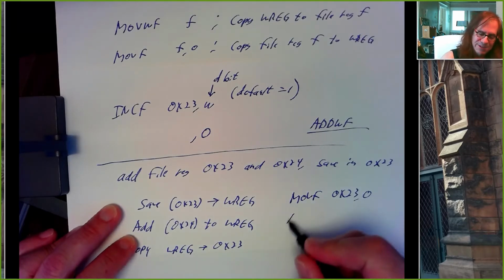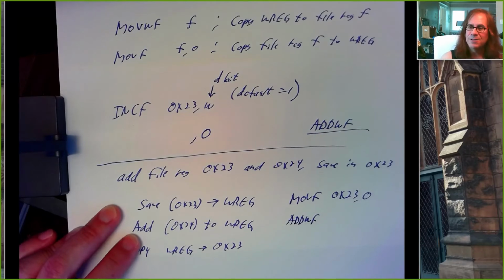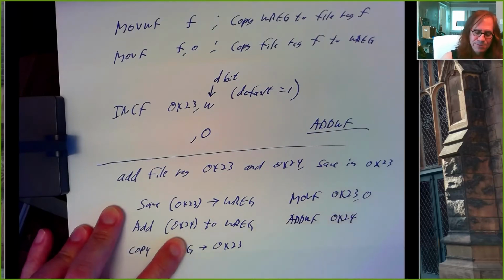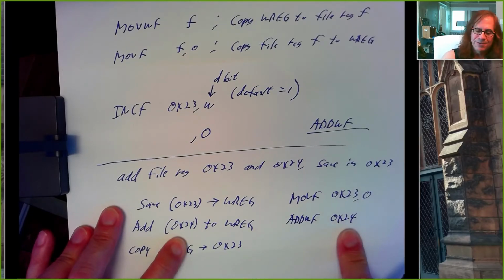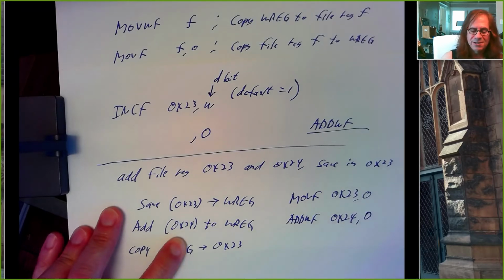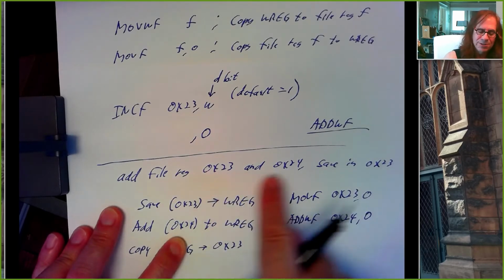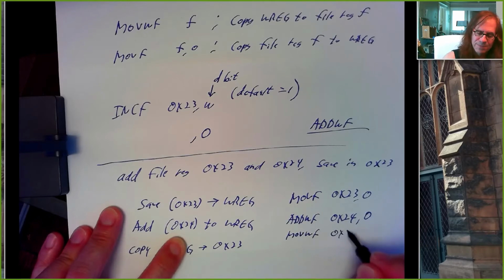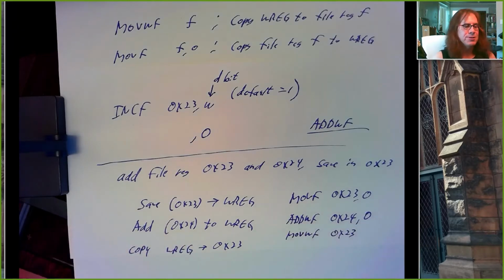And then I'm going to say add the W register to a file register. I'm going to specify the file register I want to add to. And I don't want to change the contents of register 24, so I'm going to put the sum back into the W register. So now the W register is the sum of these two things. And now I'm going to say move the W register into file register 23.